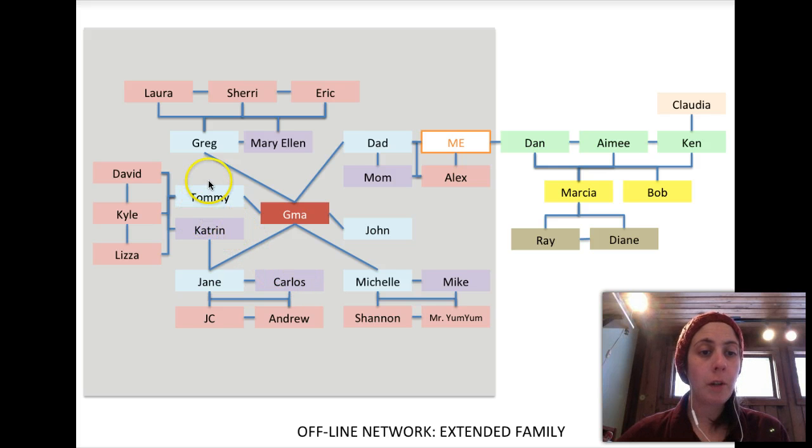Carlos, Katrin was married to Tommy, but no longer. And then Mary Ellen. So then from there in the pink are my cousins. So they're on the outskirts. They're the least connected of all of us because we are spread out all over the country. They are connected to their parents and pretty much no one else, but connected to each other as brother and sister. So we see that.